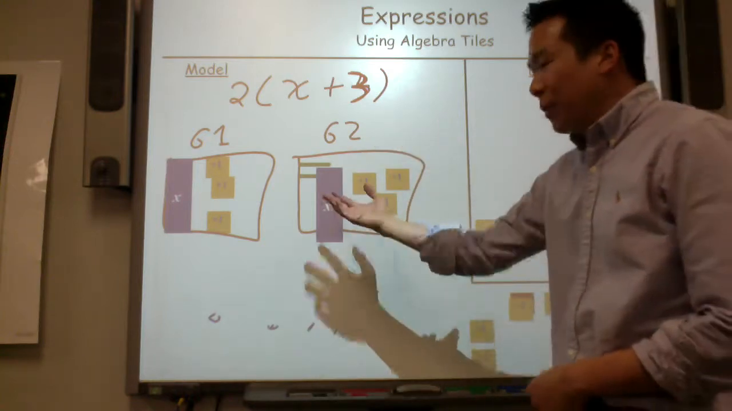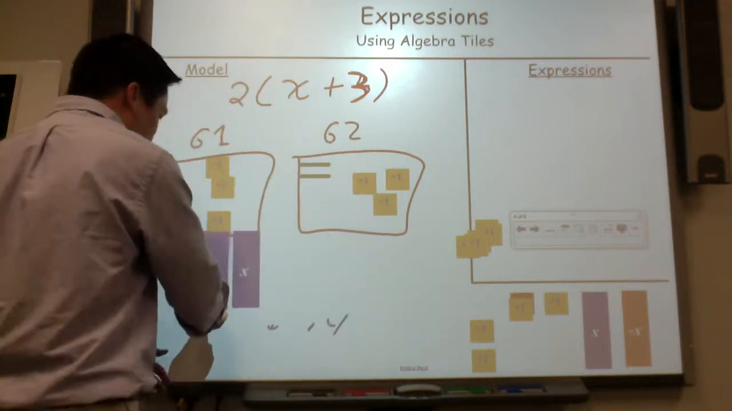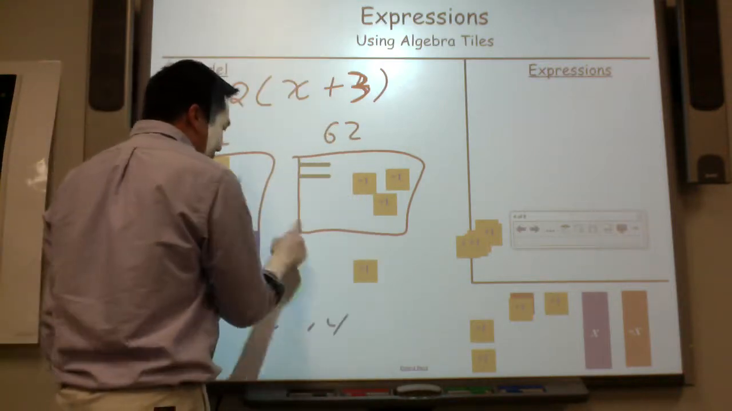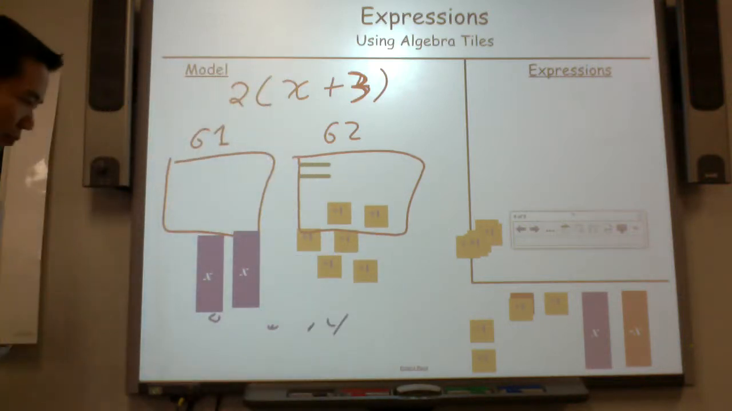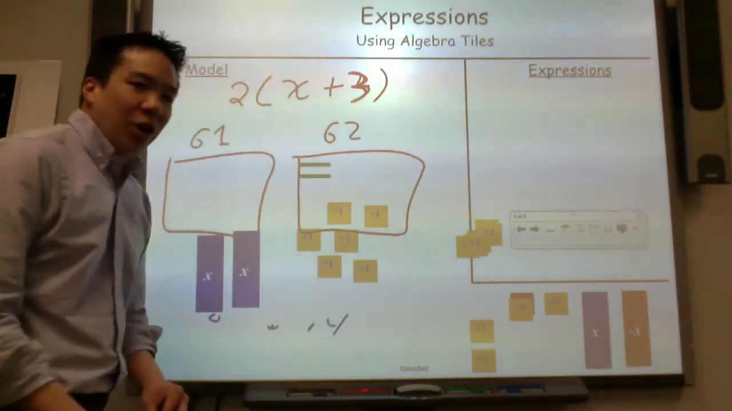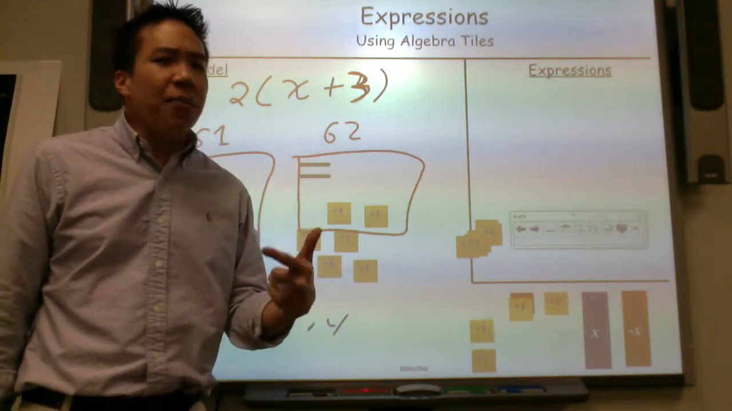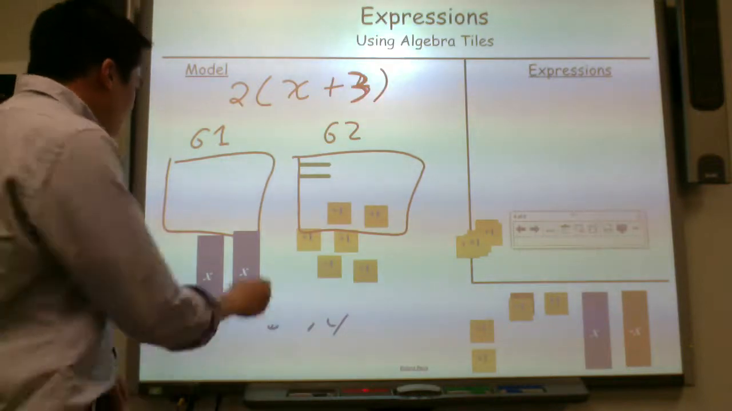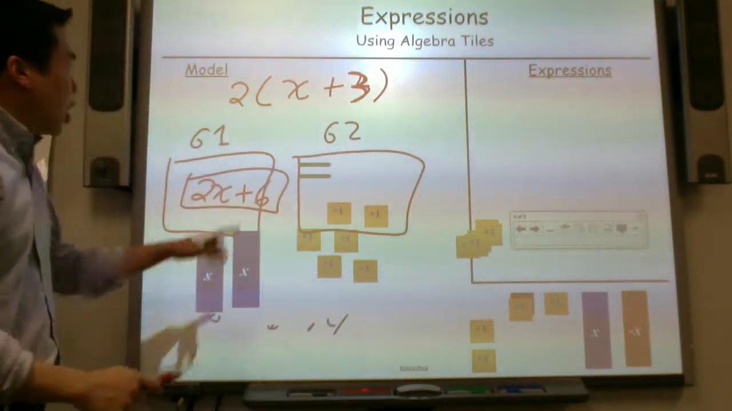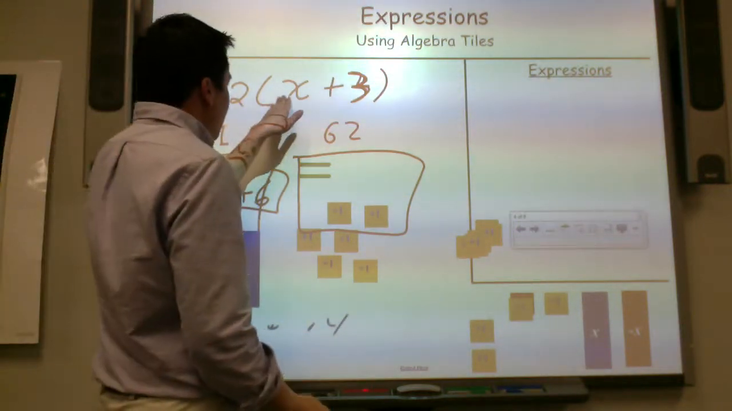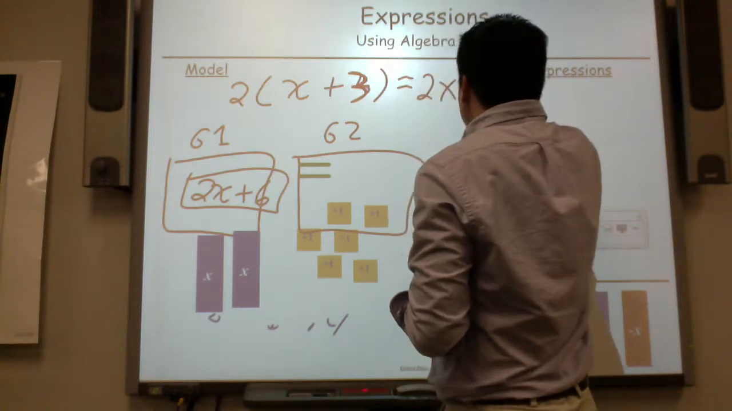What can you tell me about this? How many x's do you have? I have 2 x's. How many 1's do you have? It seems like I have 6 of them. So, how can I write this as an expression using numbers, operation, and a variable or symbol? 2x plus 6. So, this 2 groups of x plus 3 is the same as saying 2x plus 6.